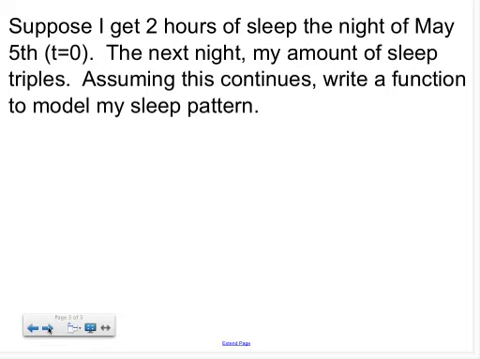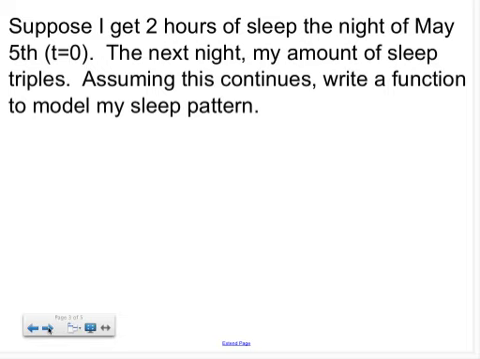So in this case, triples, the current amount depends on what my previous amount was, and in this case, times 3. And it could be decay also, where it gets smaller by a certain amount each time, a certain proportion. Cuts in half, cuts by thirds, etc. Okay, so assuming this pattern continues, write a function to model my sleep.